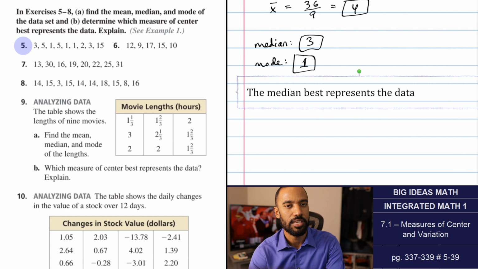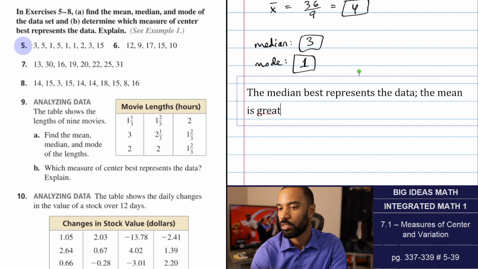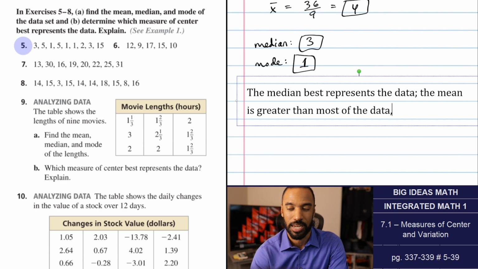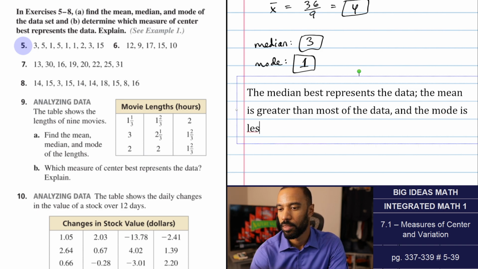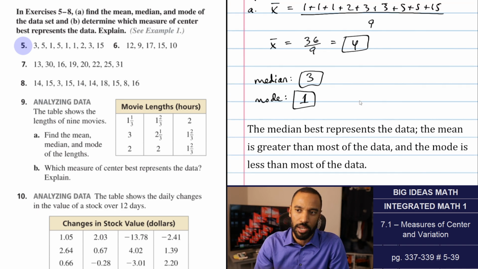Now, the way that they said it in the example stuff was they kind of explained why the other ones weren't. And we could say the mean is greater than most of the data, and the mode is less than most of the data. Now, if I have to do that each time, I don't know. If I have to do that every single time, I'm going to try and do the best that I can.